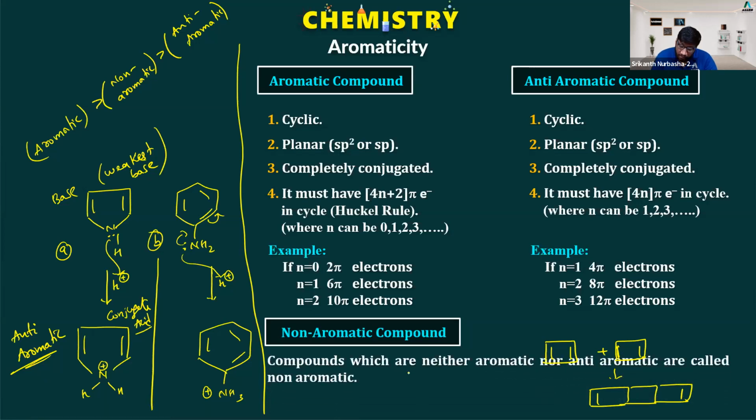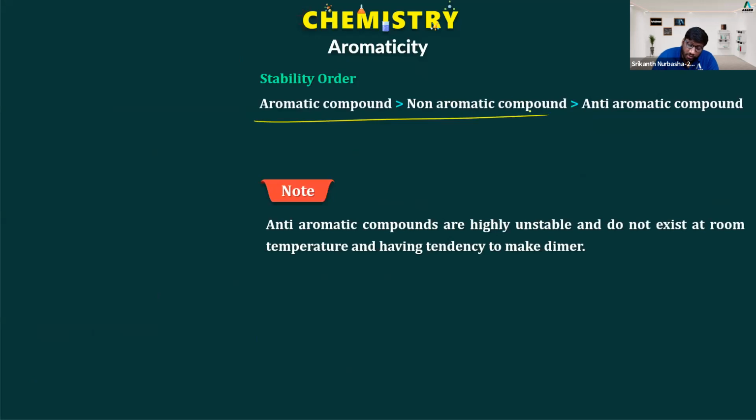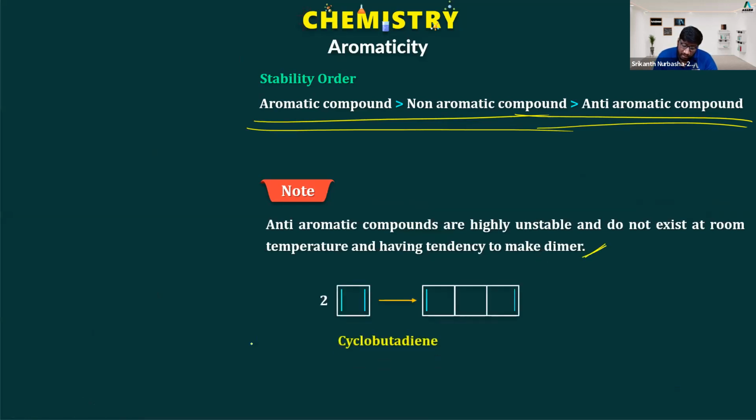Non-aromatic compounds, which are neither aromatic nor anti-aromatic, are said to be non-aromatic compounds. Stability order: aromatic compounds greatest, then non-aromatic, then anti-aromatic. Note: anti-aromatic compounds are highly unstable and do not exist at room temperature, and they have a tendency to make a dimer. This is what I have told you. If I have any anti-aromatic compound, the same example, cyclobutadiene, will form a respective dimer like this because they are highly unstable in nature.